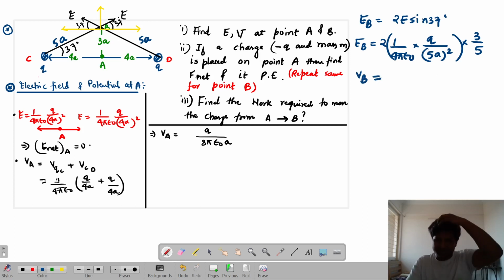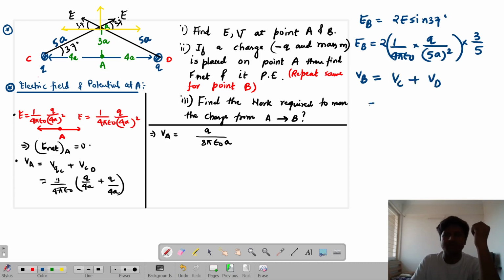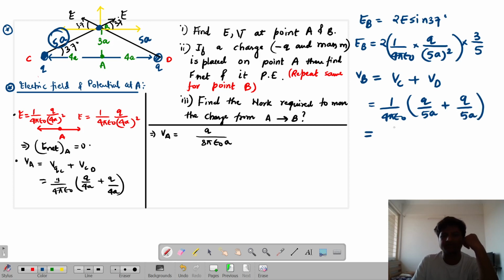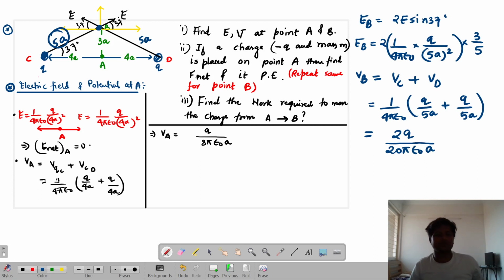No need to take the direction. So potential at B will be potential due to charge C plus potential due to D, which is 1 by 4 pi epsilon naught common. The distance becomes 5a, so Q by 5a, meaning this point is 5a from this charge. So Q by 5a plus Q by 5a, so this becomes twice Q by 20 pi epsilon naught a. Are you able to get it or not? Is this clear?